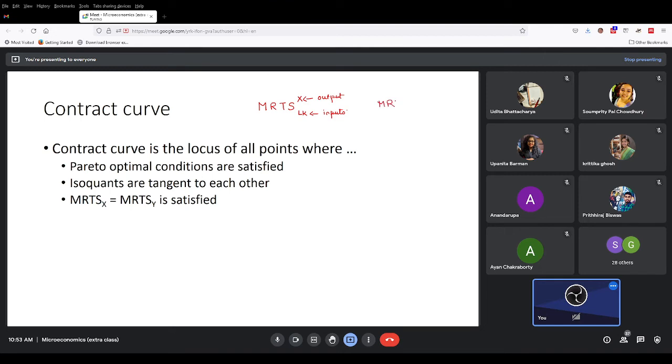Okay. So in production, MRTS X equals MRTS Y, this is the Pareto optimality condition. We have found out, or we have operationalized Pareto optimality in the domain of production. We have defined a rule.